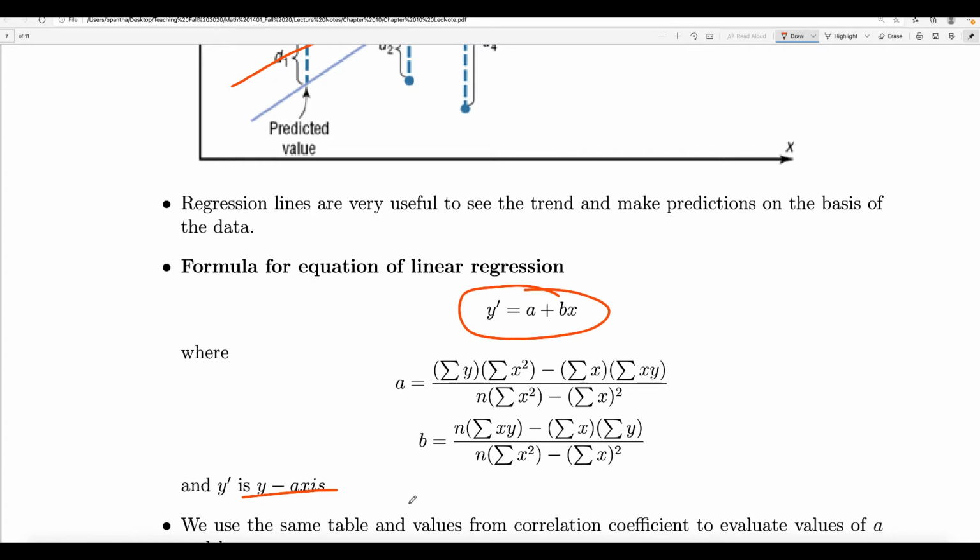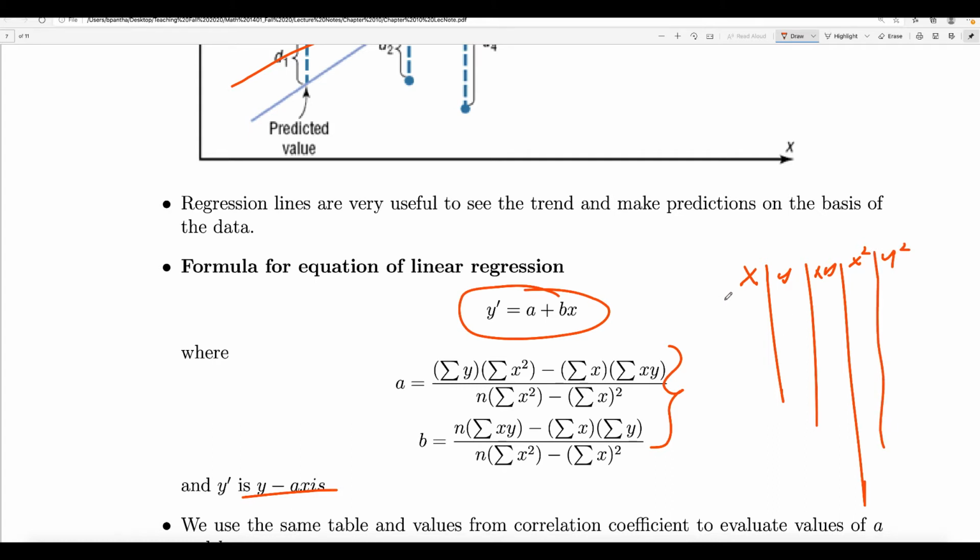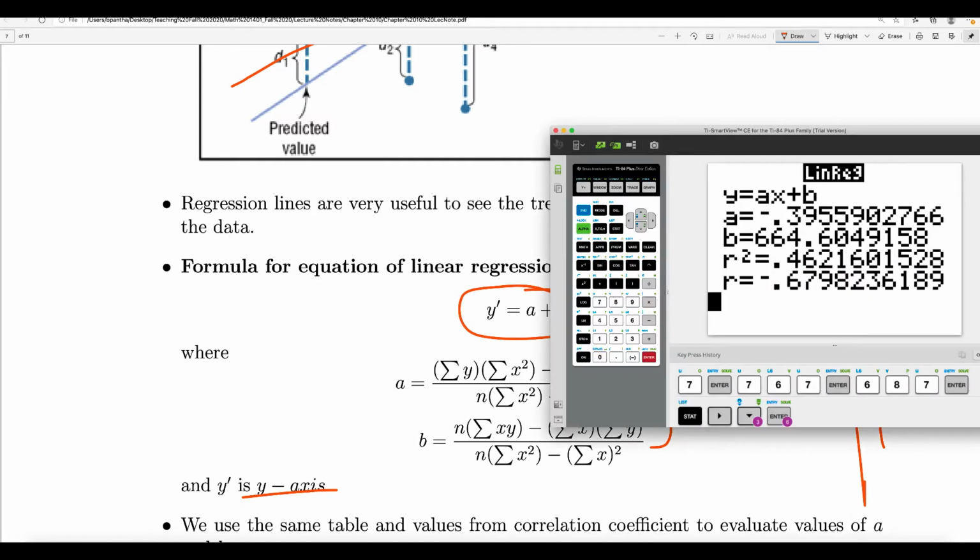Now, we don't want to find this by hand. You can find it by hand. If you want to do that, you need to find x, then y, then xy, because there are xy's, and you find x squared and then y squared, and then plug those values into the formula. The x values will be given to you, the y values will be given to you, and you find the other values. So you do that. But the calculator, do you remember that when we used the calculator, it was giving a and b values?